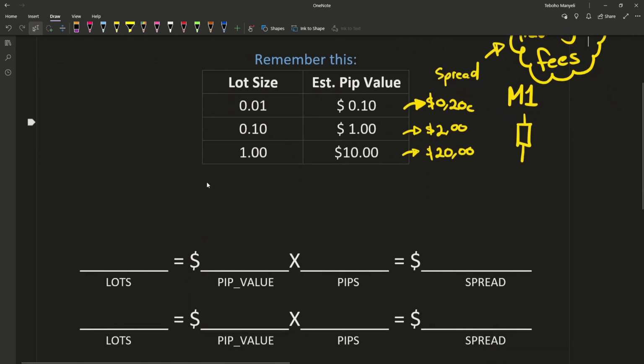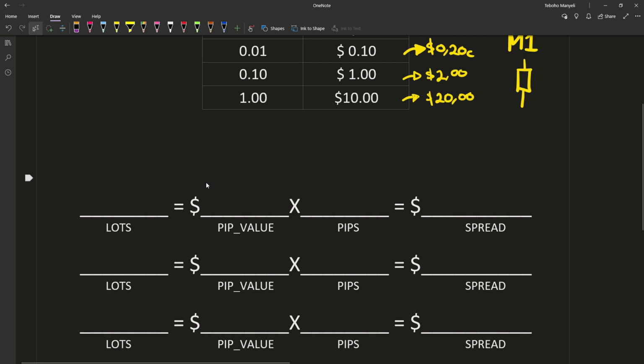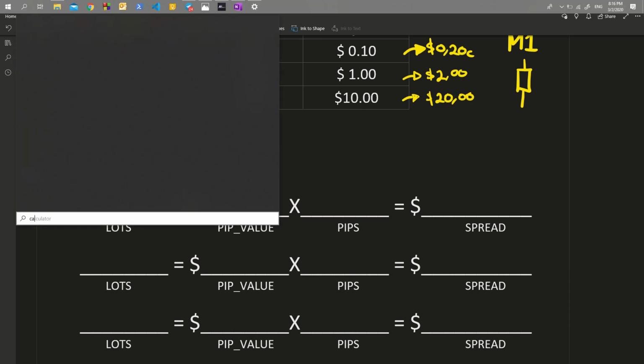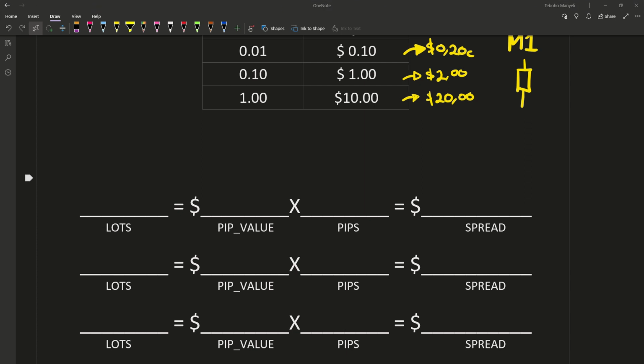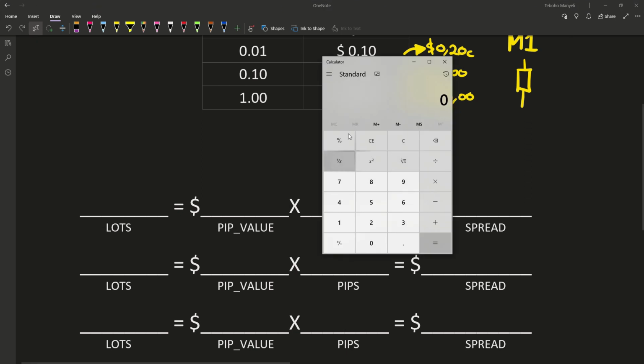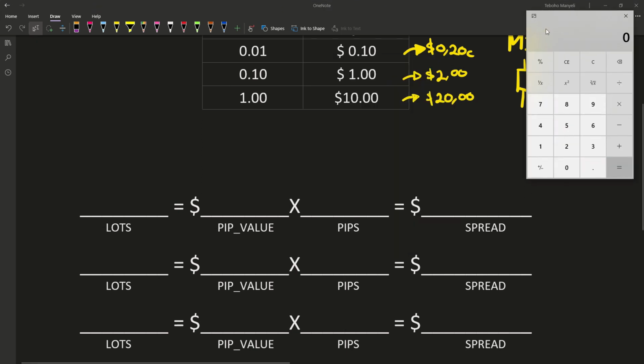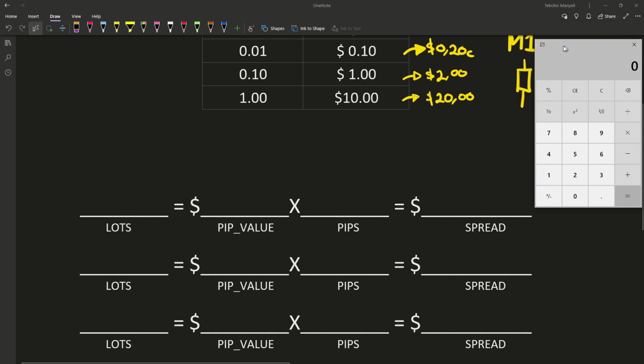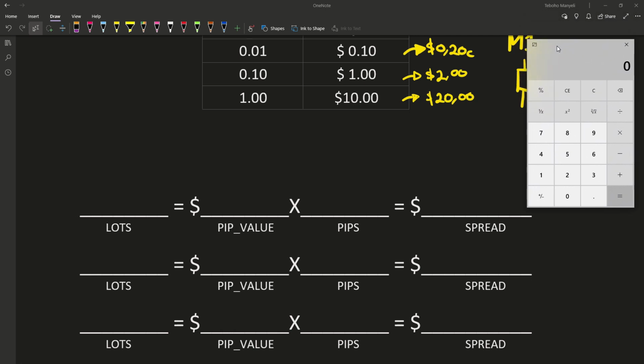So I want us to take more examples and be a lot more practical. So I'm just going to get my calculator real quick. There we go, we have got the calculator. Now let's take some examples.